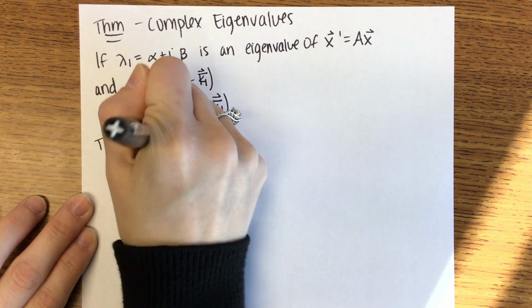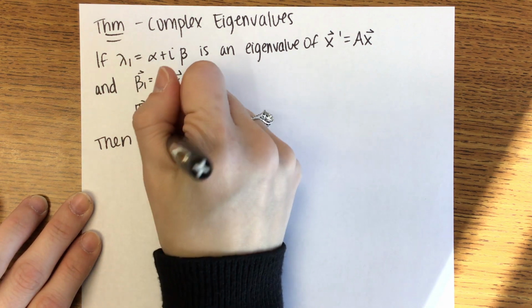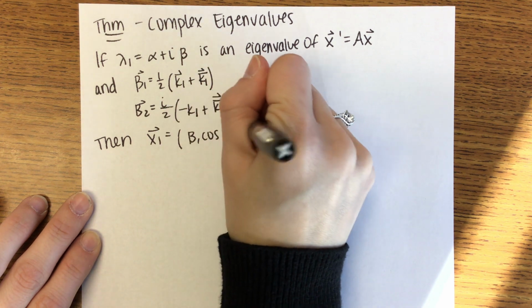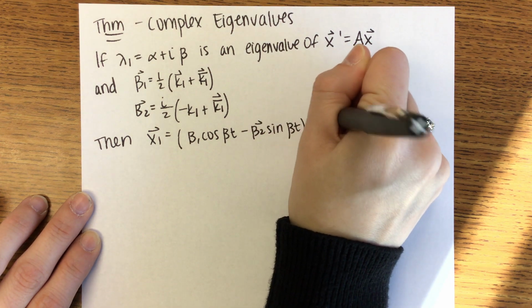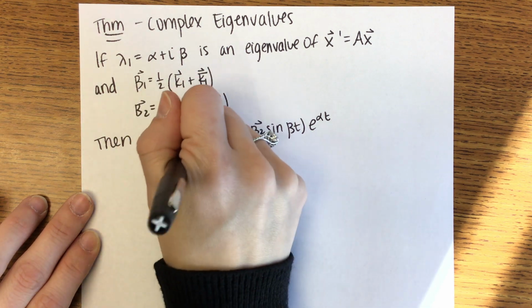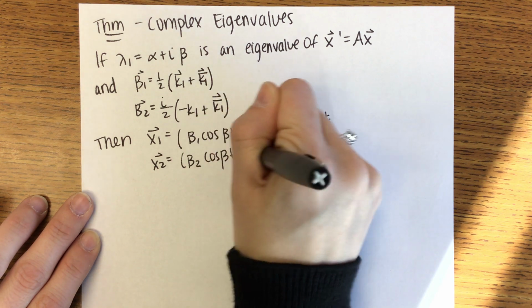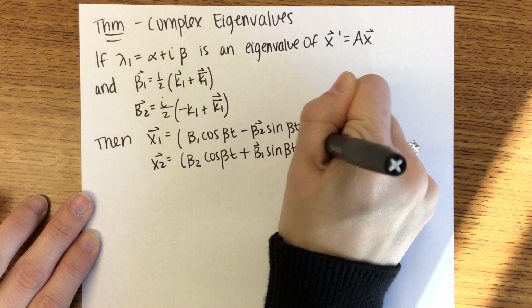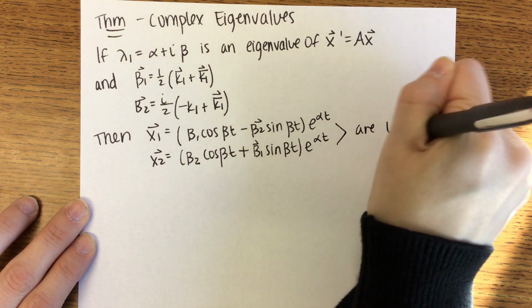Then, you're going to have two solutions. Here's what they're going to look like. The first one is going to be B1 cosine of beta t minus B2 sine of beta t, e to the alpha t. The second solution will be B2 cosine of beta t plus B1 sine of beta t, e to the alpha t. And these are linearly independent solutions.